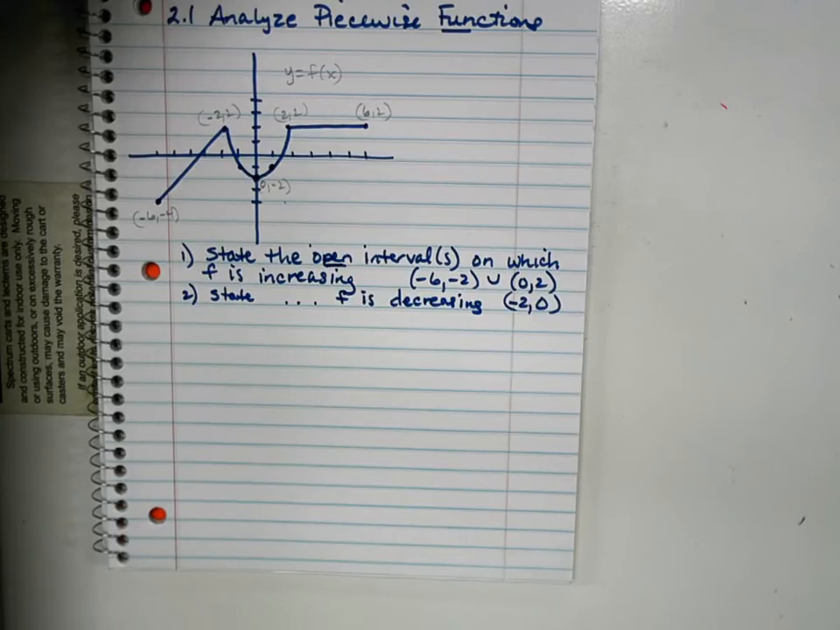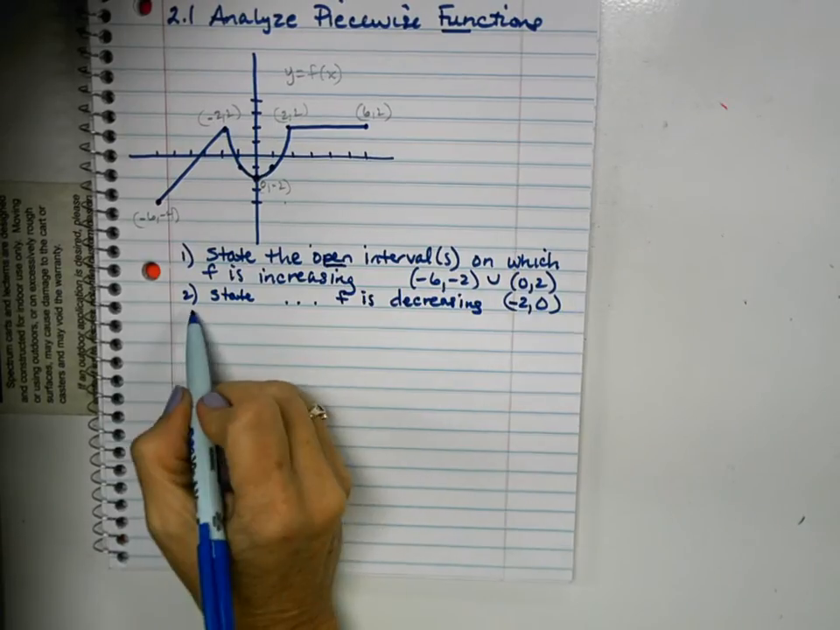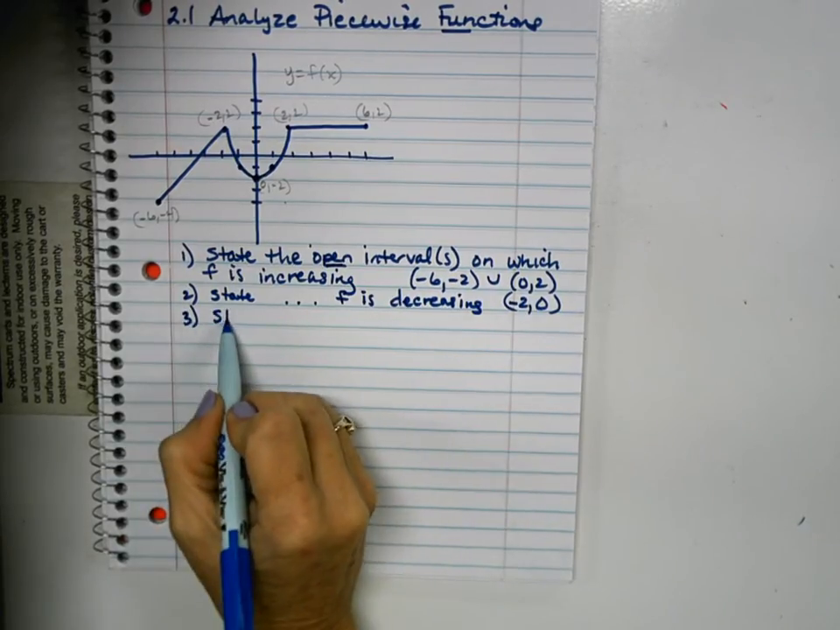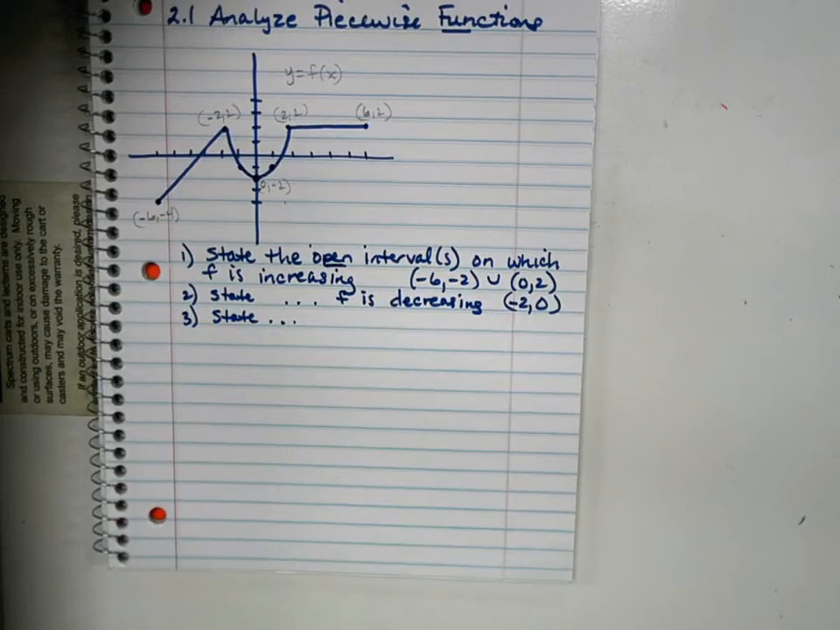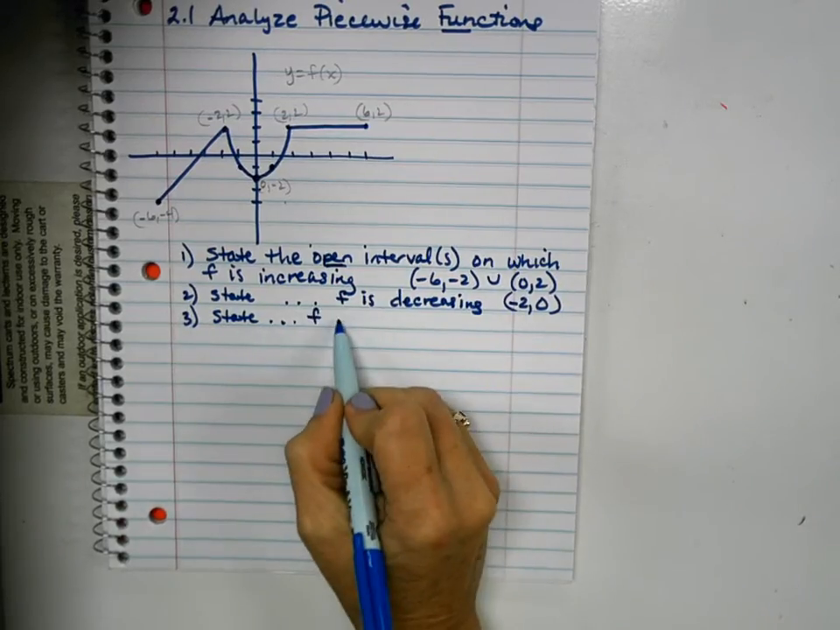We'd say it's staying something. Staying, it's not going up, it's not going down, it's staying constant. Yeah. So this one will also have a state. Can we just do state dot dot dot? State the open intervals on which f is constant.